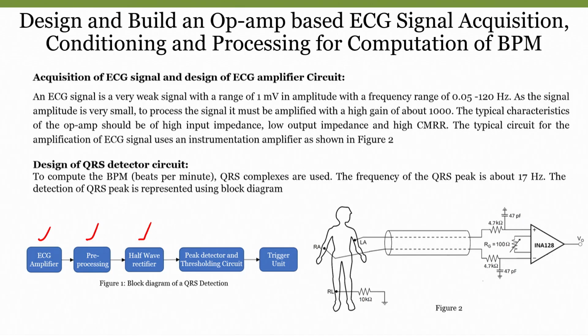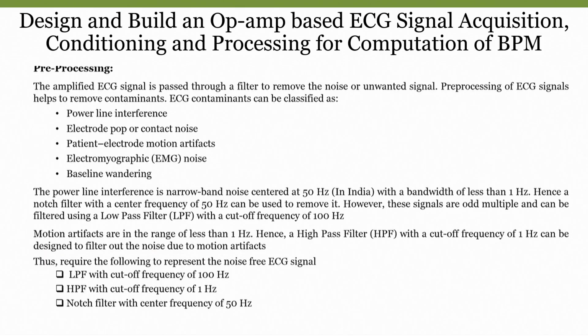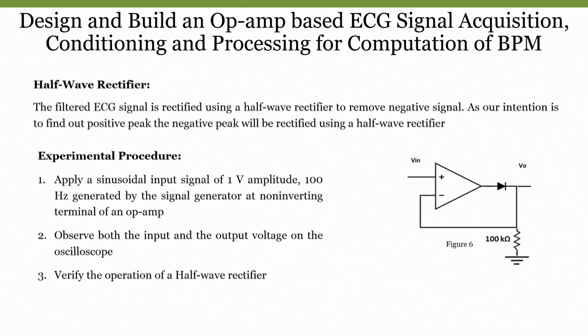So, that is the reason if you want to have some gain as well as some kind of impedance matching, rather than having a simple diode, if you go with a diode with an operational amplifier, it will always have a better advantage. Now, if we see our half wave rectifier, since we require to remove our negative signal, as our intention is to find our positive peak, the negative peak will be rectified using this half wave rectifier. Now, how does it work?